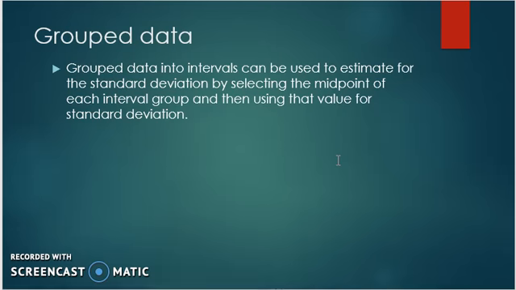All right, and then with grouped data, so for example, we're working with histograms. Grouped data in intervals can be used to estimate. So for example, if you have your grouping maybe from 20 to 25, then 26 to 30, etc. So we can actually use these as an estimate for standard deviation by selecting the midpoint of each interval group, so halfway, right in the middle of each interval group, and then using that value for standard deviation.